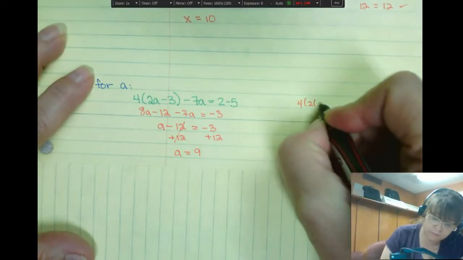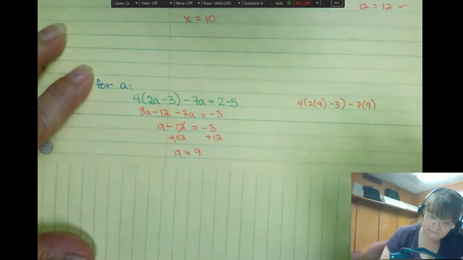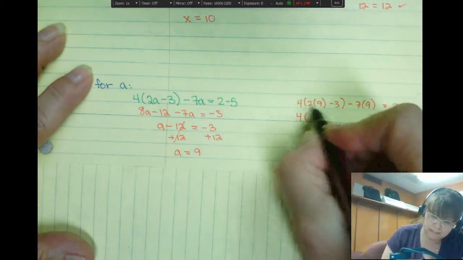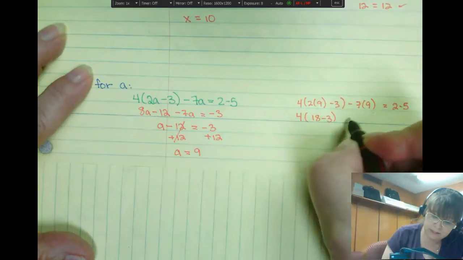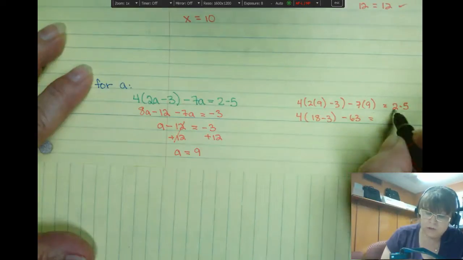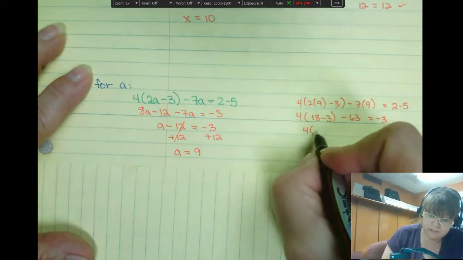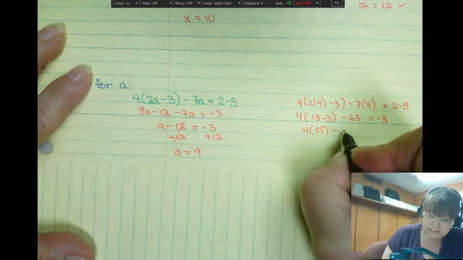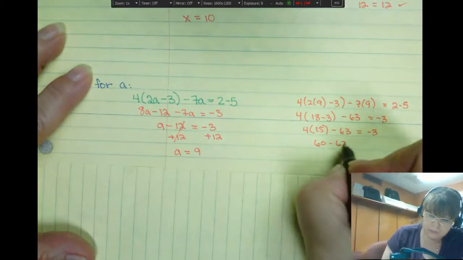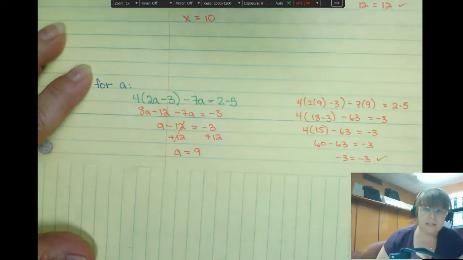4 times 2 times 9 minus 3 minus 7 times 9 equals 2 minus 5. 4 times 18 minus 3 minus 7 times 9 is 63, equals 2 minus 5 is minus 3. 18 minus 3 is 15. 4 times 15 minus 63 equals negative 3. And 60 minus 63 equals negative 3. It looks like we did everything right. Negative 3 does equal negative 3.